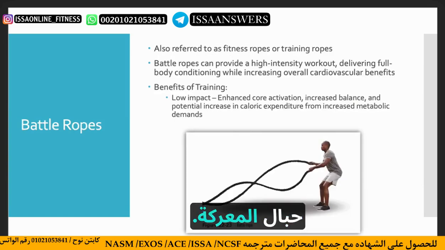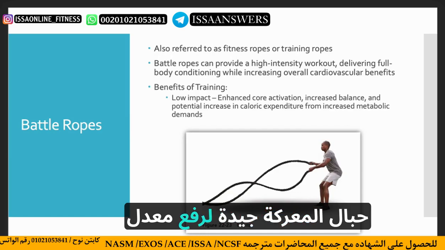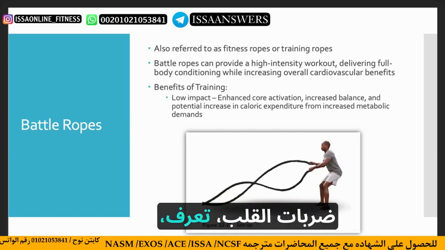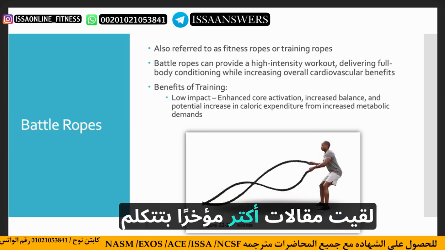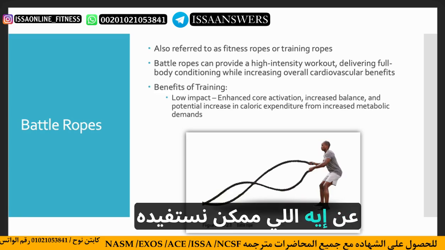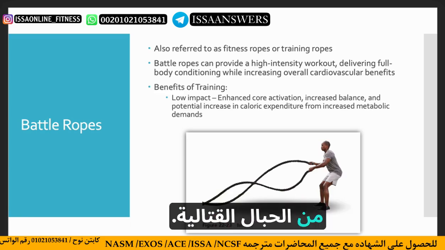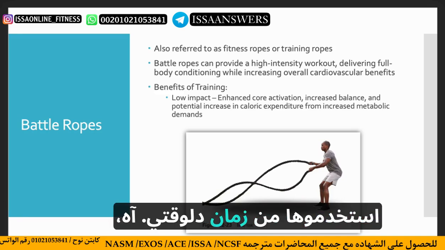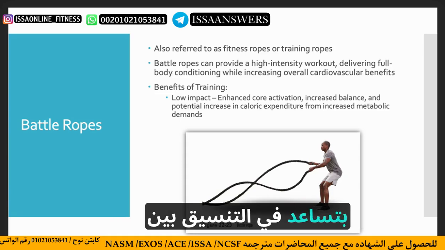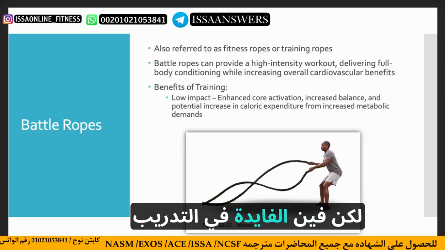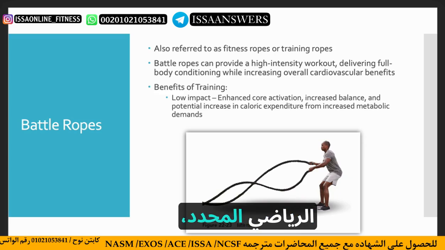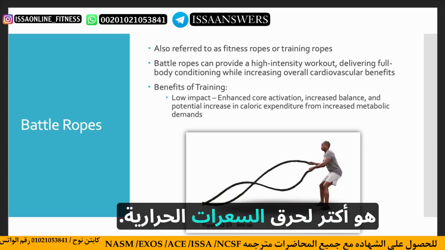Battle ropes. Battle ropes are good for just a higher heart rate. You know, you could take them or leave them. I found more articles recently talking about what's the carryover to battle ropes. They've been used for a long time now. They do help with coordination of hand and arm. But where the carryover is to sports specific training, it's more of just calorie burn.